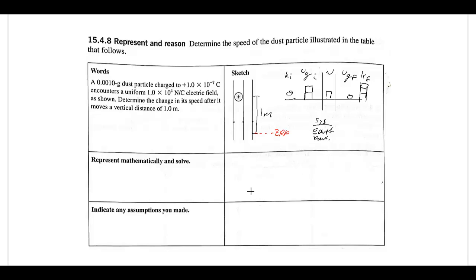Okay, so to represent this mathematically, I'm just going to take all of my equations. We've got UG initial plus work is equal to kinetic final. So UG initial is, well, mgh, plus work, which is force of the E field times distance, and the kinetic final, which is 1/2 mv squared.